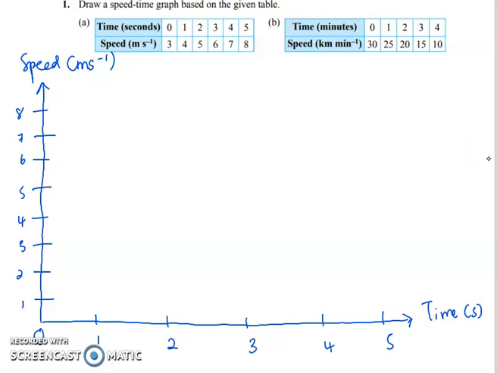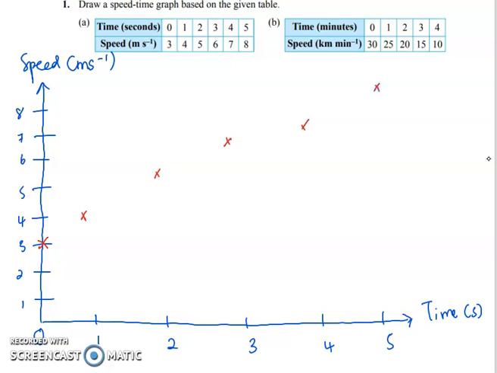And now we plot our graph. So at time 0, our speed is 3. So time 0, speed 3. At time 1, speed is 4. So 1, 4. At time 2, speed is 5. So 2, 5. At time 3, speed is 6. At time 4, speed is 7. And at time 5, speed is 8.